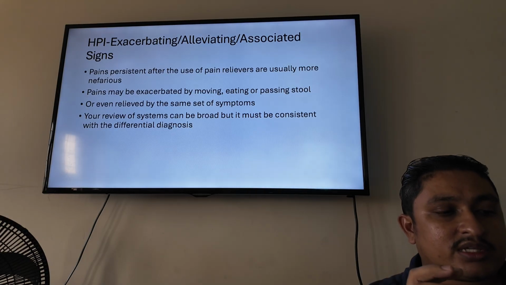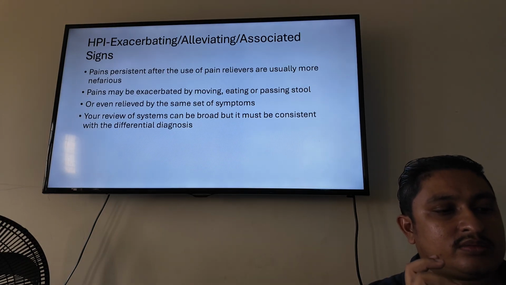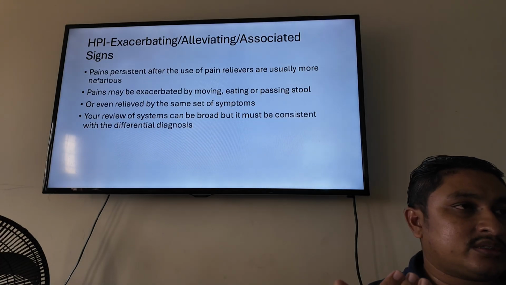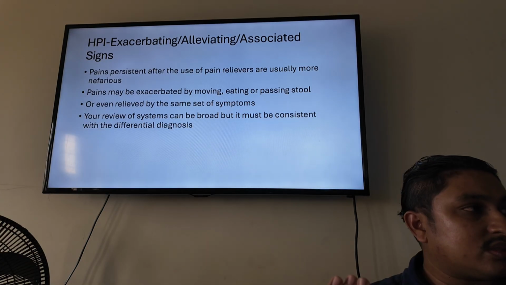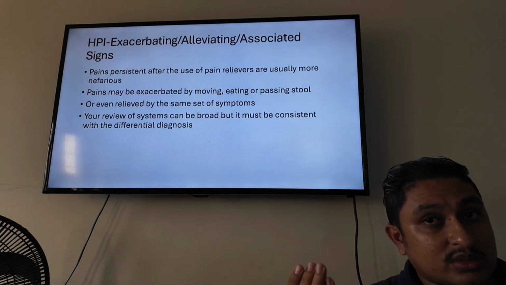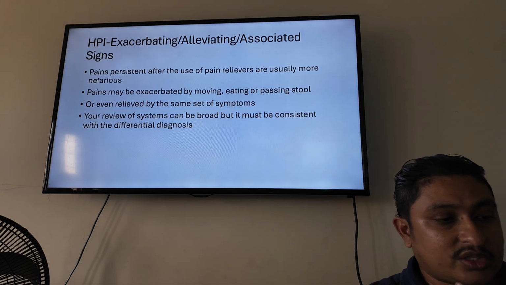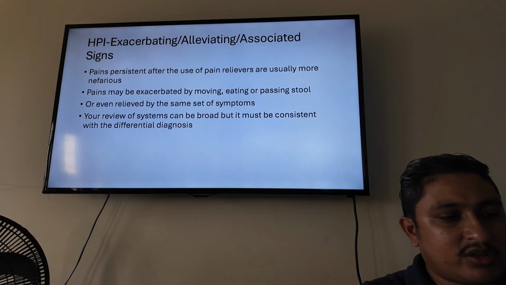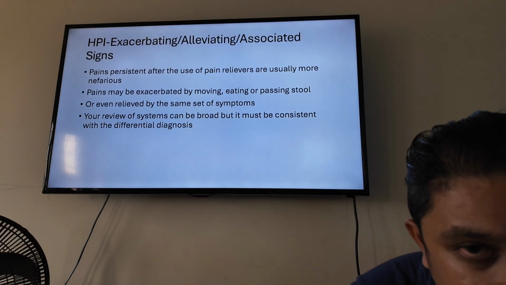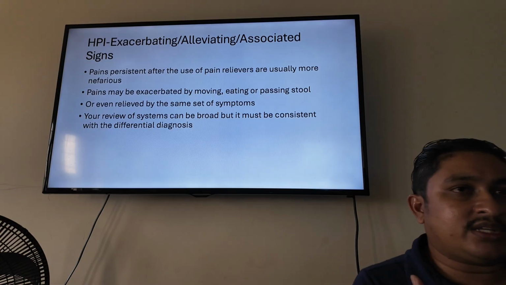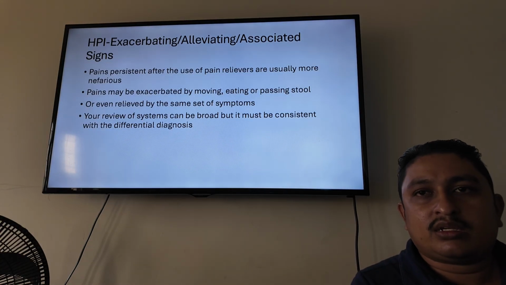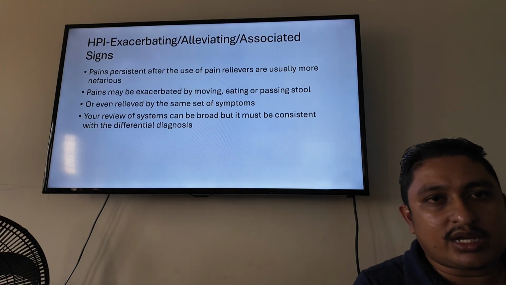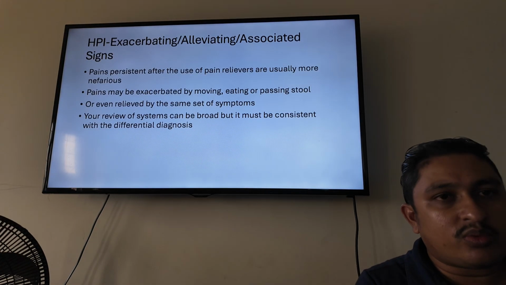Asking patients specific questions like, does the pain get worse when you eat? Do you feel better when you vomit? Do you feel better when you pass stool? Or do you feel worse when you pass stool? Those are things that can lead you in one direction or the other, right? You can start your review of systems broad, but it must be consistent with the differential diagnosis. You can't ask a patient who's having diarrhea and vomiting if they're having any pains in the sole of their foot. That's absolutely out of the way, right? That's way out.